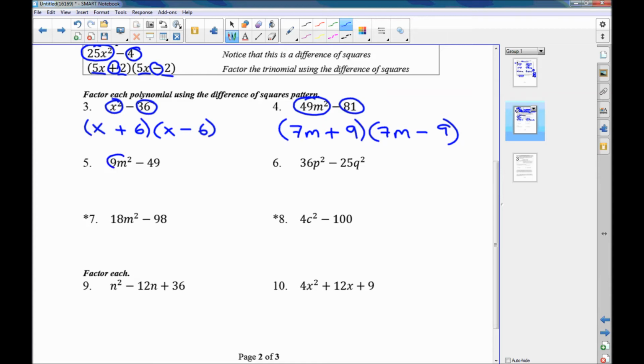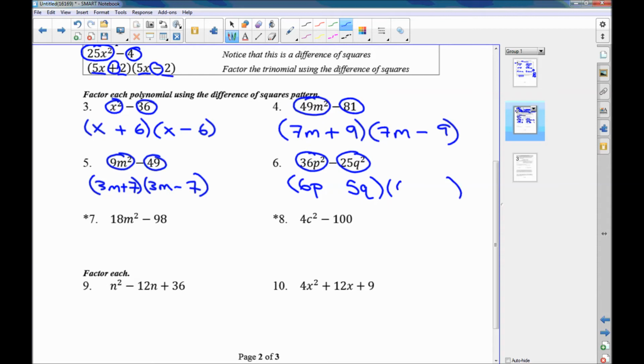Number 5, perfect square, perfect square. So the square root of 9m squared is 3m. Square root of 49 is 7. One gets a plus, one gets a minus. Same thing here. Perfect square, subtraction in between. So the square root of 36p squared is 6p. The square root of 25q squared is 5q. So 6p and 5q. One gets a plus, one gets a minus.